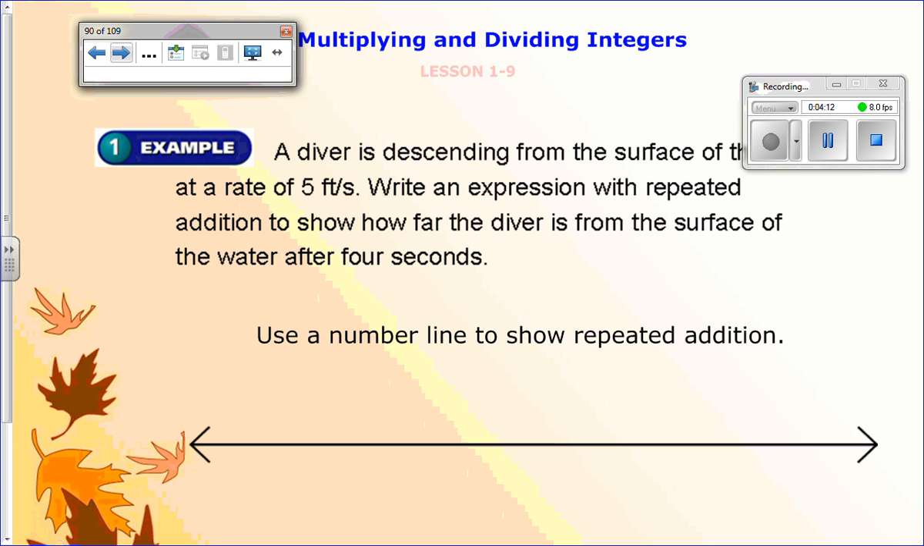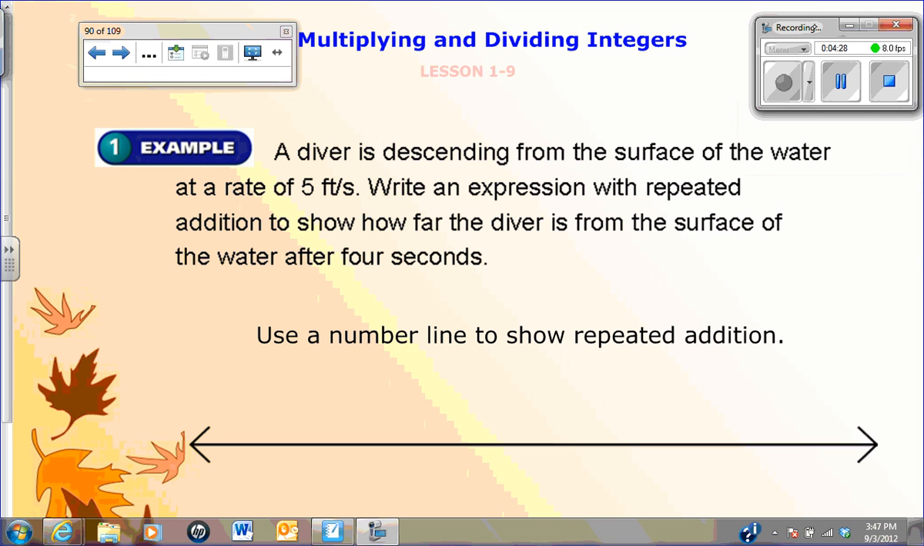All right, now the last page we looked at a repeated addition and what ended up happening. Now on this example, we're going to look at a number line and how you can use that. So a diver is descending from the surface of the water at a rate of 5 feet per second. Write an expression with repeated addition to show how far the diver is from the surface of the water after 4 seconds. And then use this number line to show repeated addition.